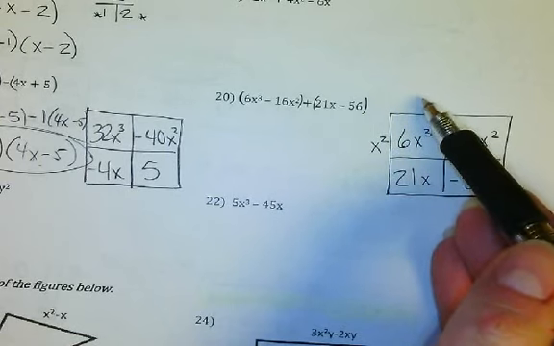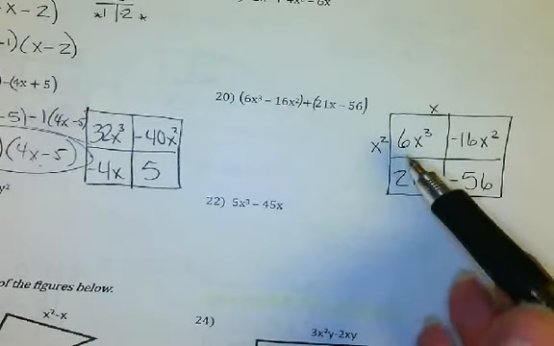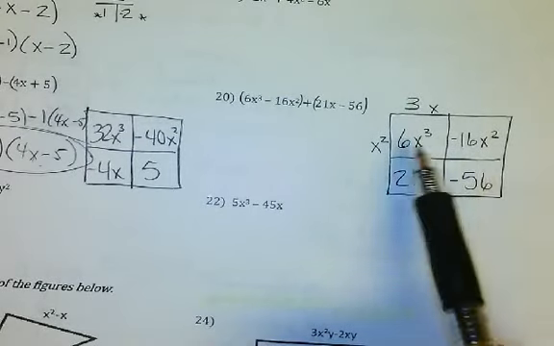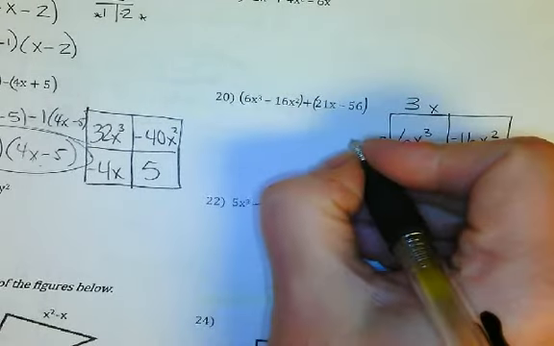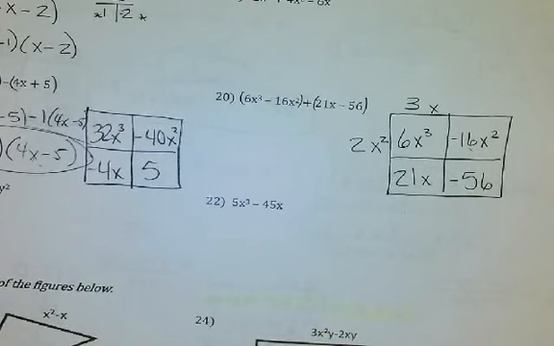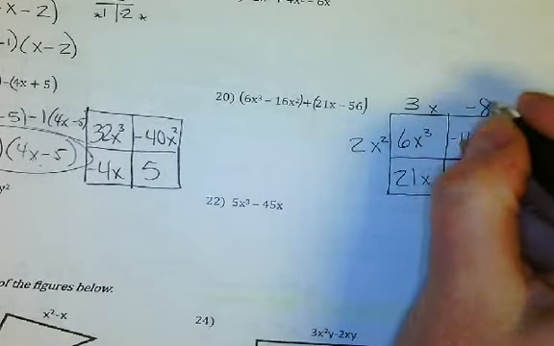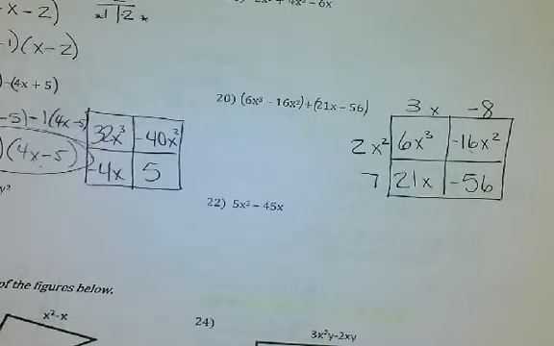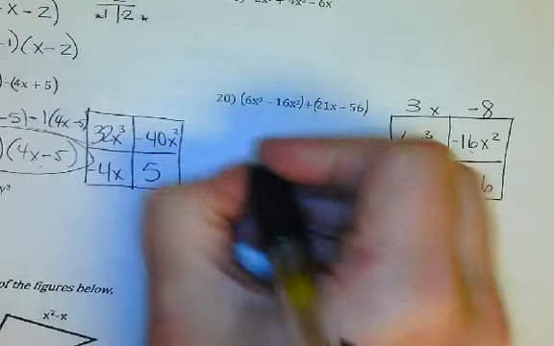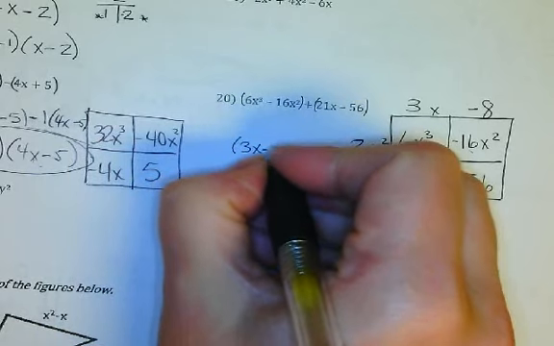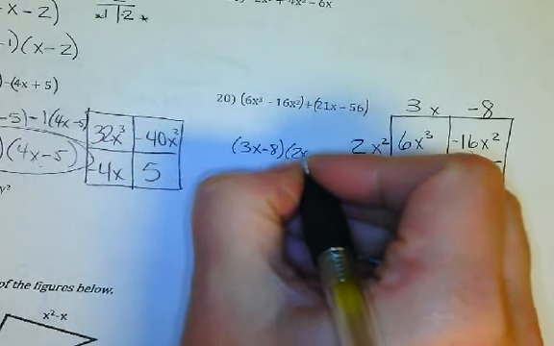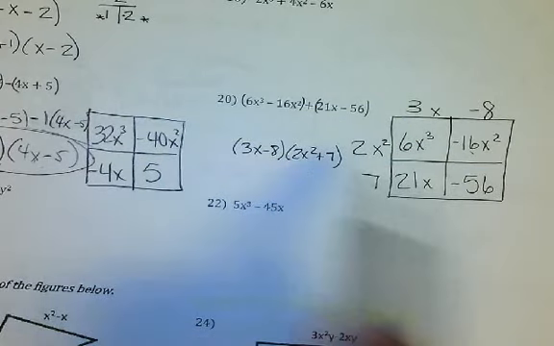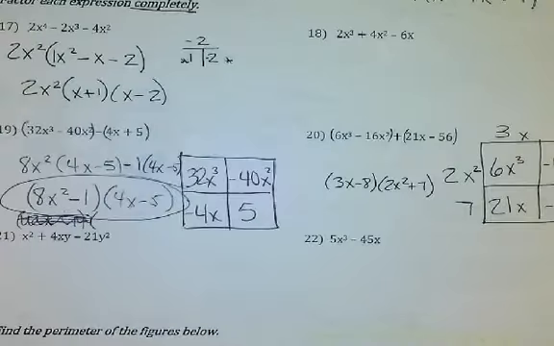And if I just put a 6 here, that may not be right. So the greatest common factor of 6 and 21 is actually 3. And the greatest common factor of 6 and 16 is 2. Alright, so 2x squared times negative 8 is negative 16x squared. And then 3x times 7 is 21x. So here you have 3x minus 8, 2x squared plus 7. And I can't factor this any further, so I'm finished.